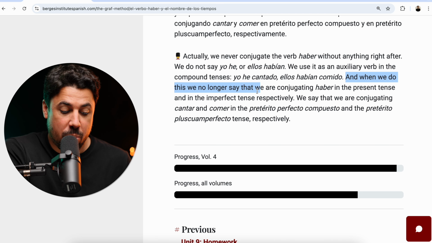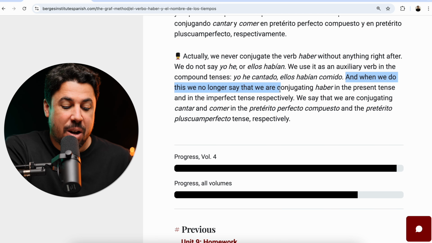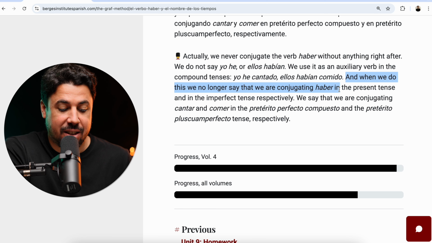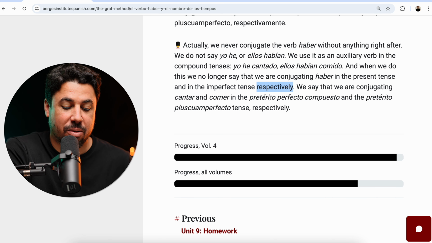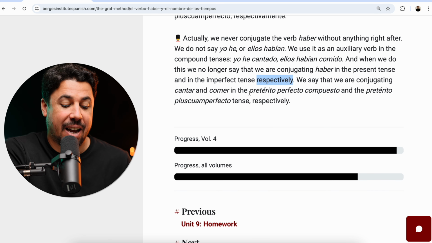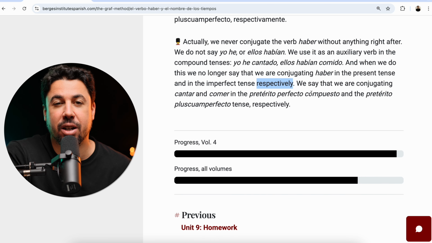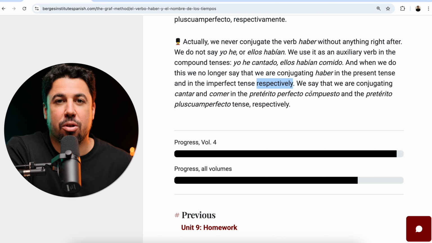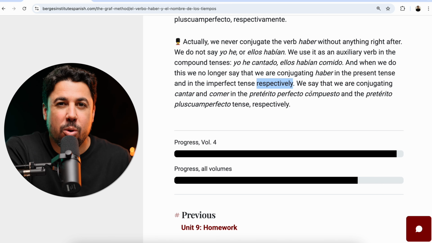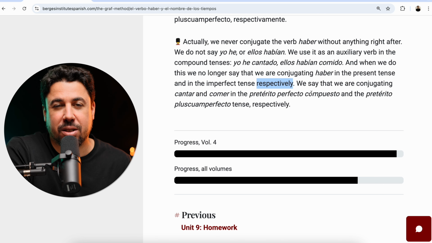And when we do this, we no longer say that we are conjugating haber in the present tense and in the imperfect tense respectively. We say that we are conjugating cantar and comer in the pretérito perfecto compuesto and the pretérito pluscuamperfecto tense respectively. So, yo he cantado or yo he comido, for I have eaten. Yes, we are conjugating haber in the present, but we are really conjugating comer in the pretérito perfecto compuesto. And that includes haber in the present tense.